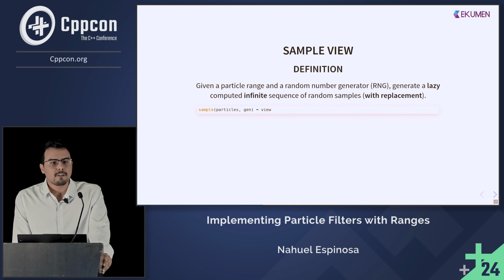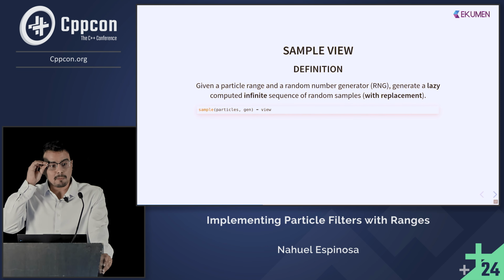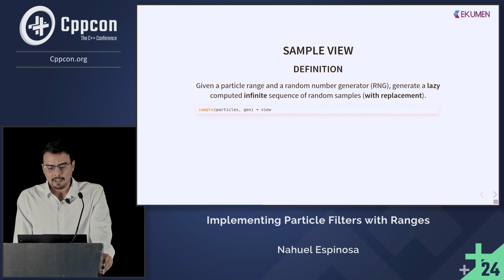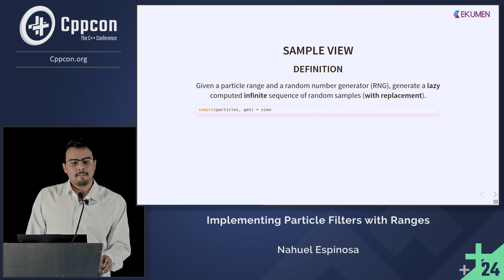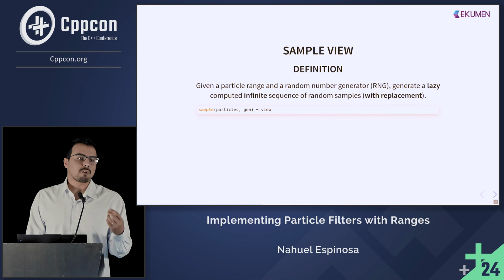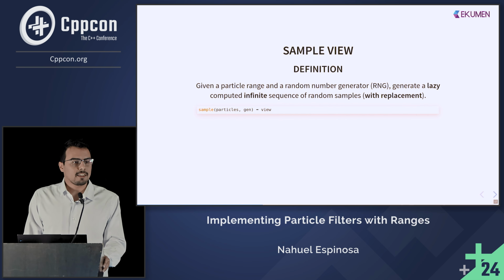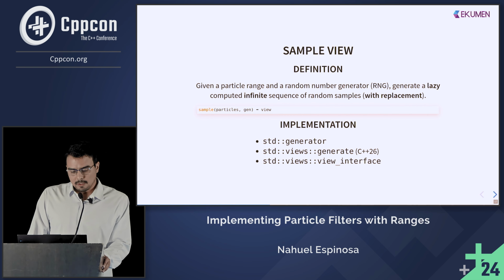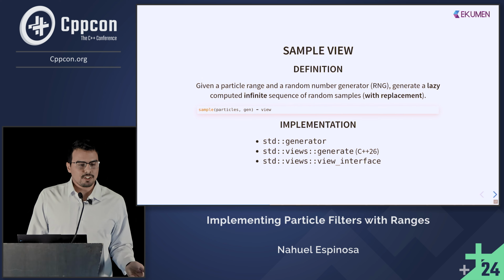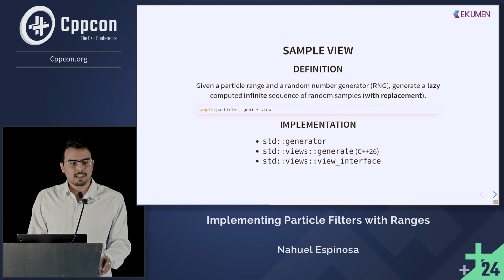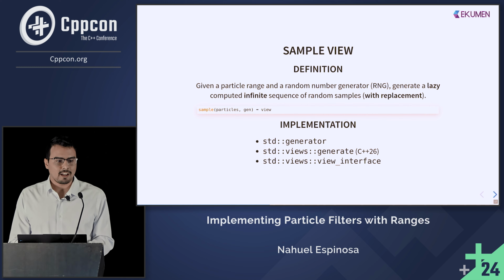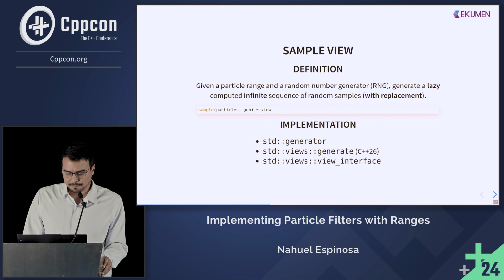The definition for our adapter will be: given a particle range and a random number generator, RNG, generate a lazily computed infinite sequence of random samples with replacement. So this is what we want to generate. This is the expression that must create a view. And I will show 3 possible implementations for this using standard library utilities. Hopefully, we can learn something about ranges in each one of those.